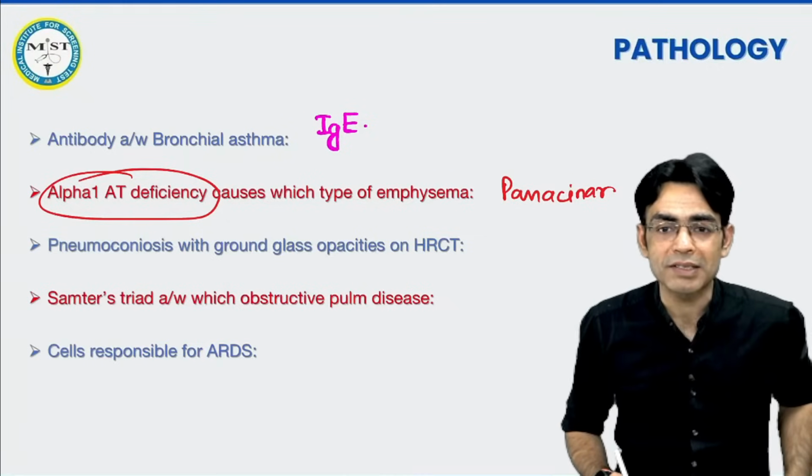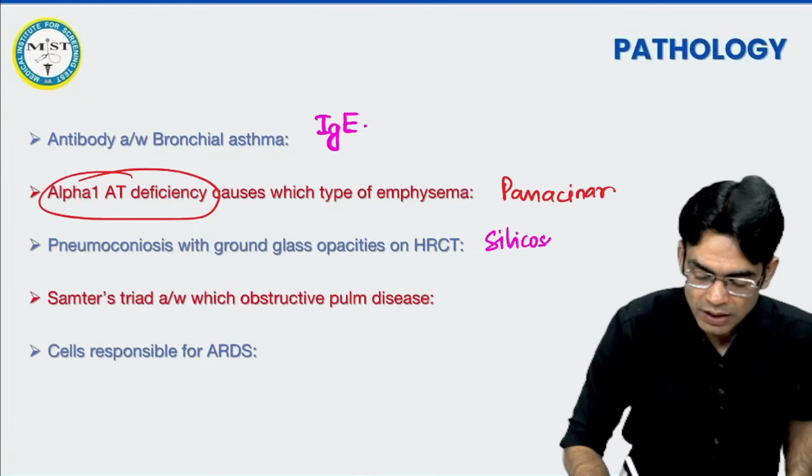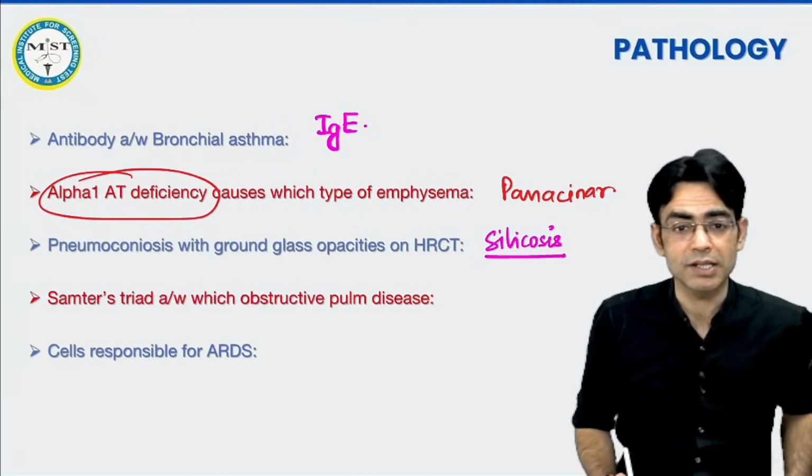Pneumoconiosis with ground glass opacities on HRCT. This is your most common pneumoconiosis. This is your silicosis. ठीक है, eggshell calcification भी याद रखना बेटा इसके साथ.